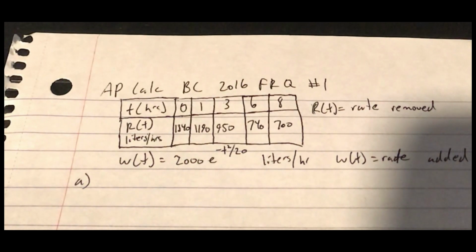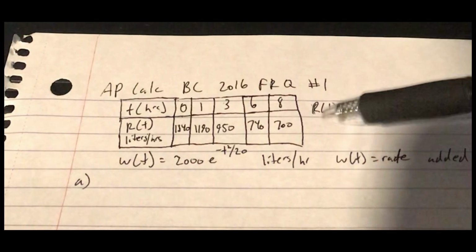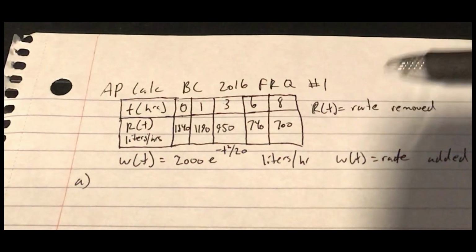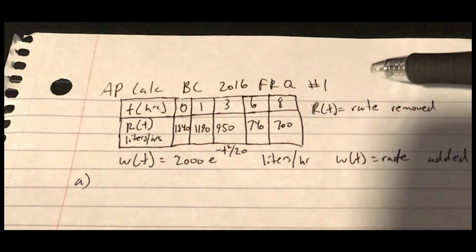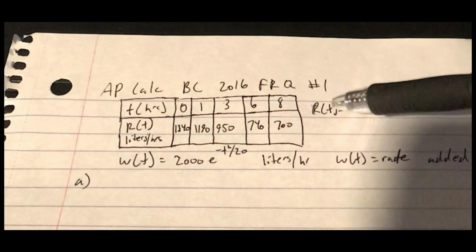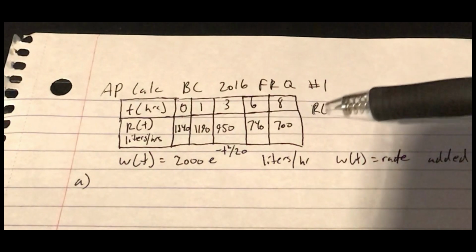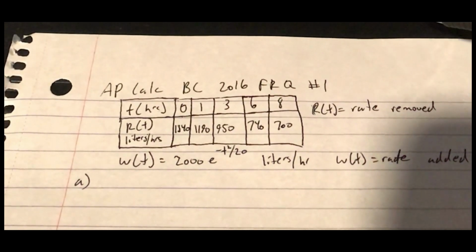So part A says estimate R prime of 2. Show the work that leads to your answer. Indicate units of measure. Now, R, if you can't see, is the rate at which water is removed from the tank. And we don't actually have a function for it. We just have a table with values. So that's why it's telling us to estimate R prime of 2, because we can't actually find the actual value. We can just find an estimate.